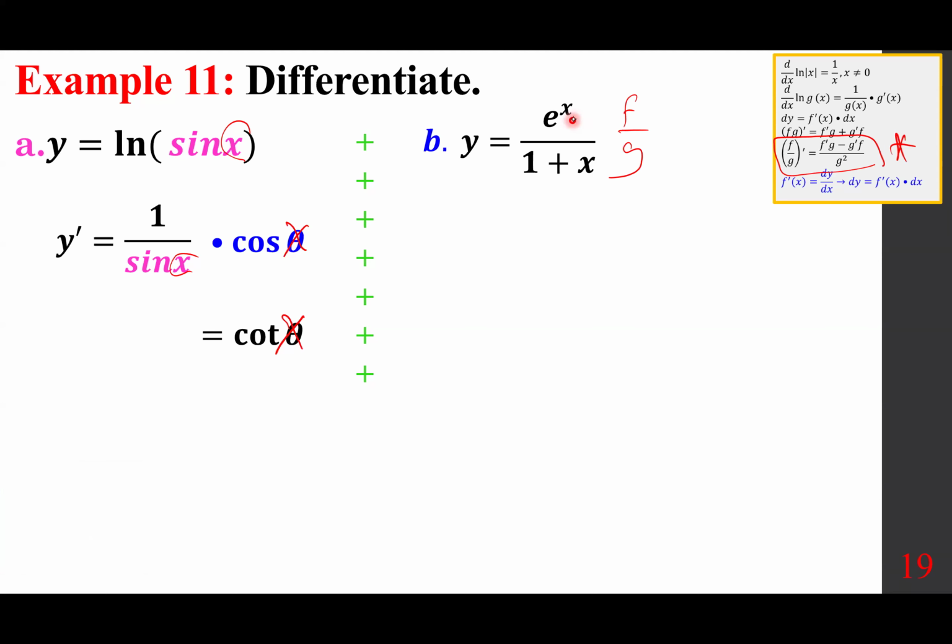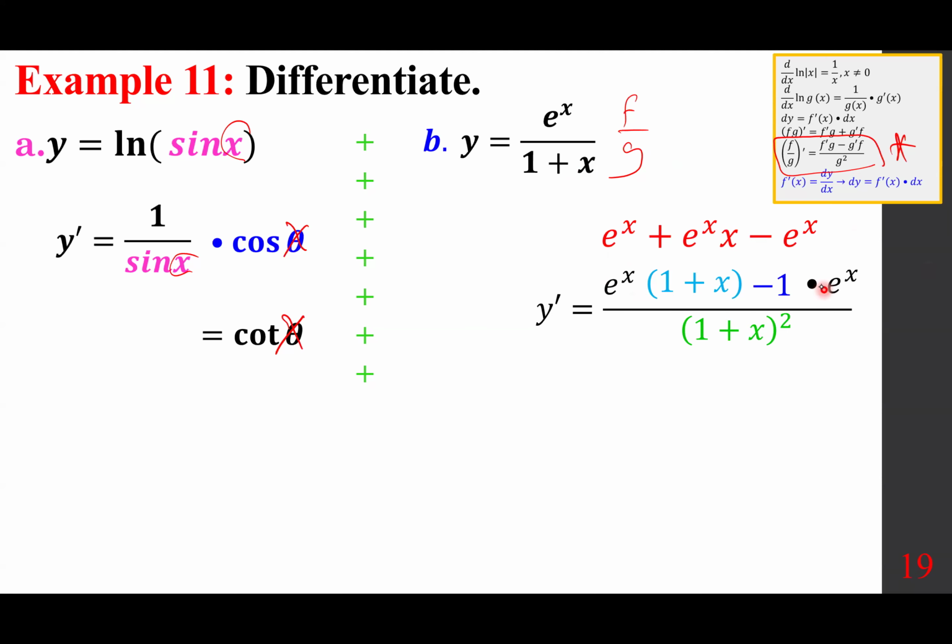So f prime is e to the power of x times g, which is 1 plus x, minus the derivative of the denominator g, which is simply 1, so minus 1 times the numerator e to the power of x, and just write the denominator in parentheses, then square it, that's g squared. Now, you have to simplify the numerator. You distribute, you get e to the power of x plus e to the power of x times x minus e to the power of x.